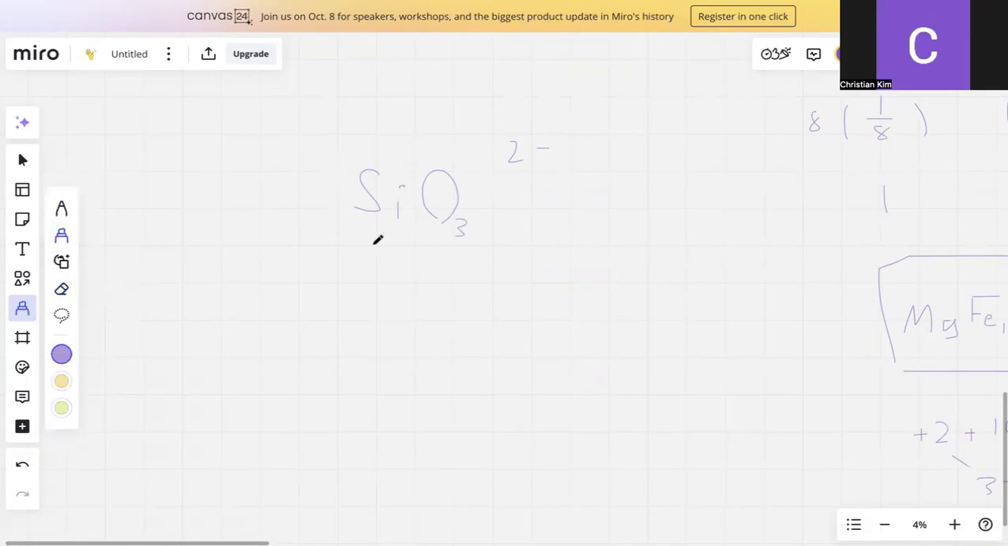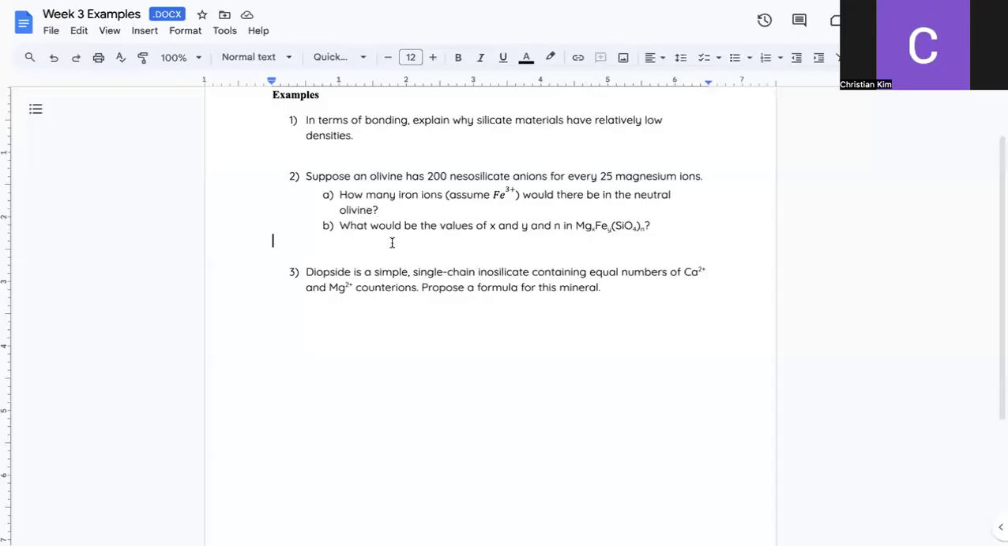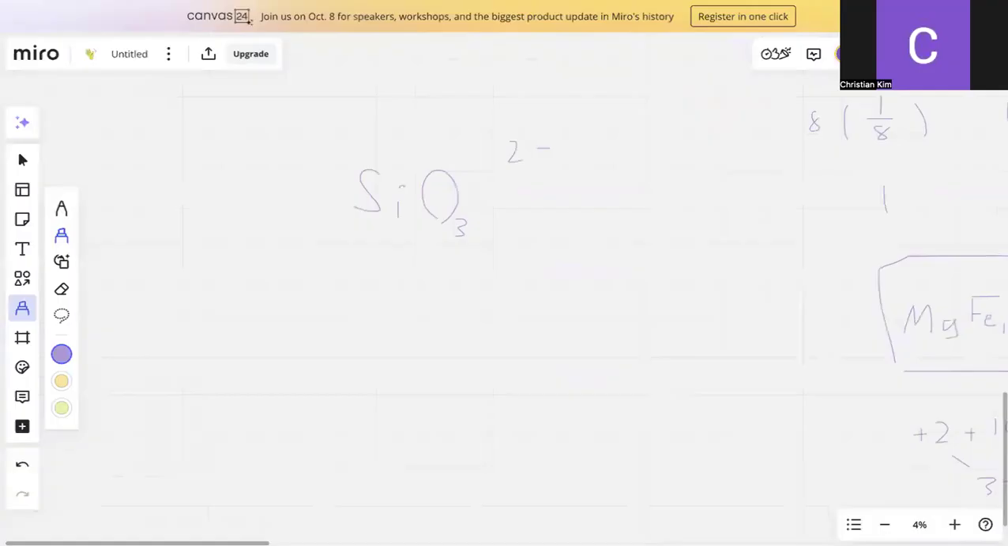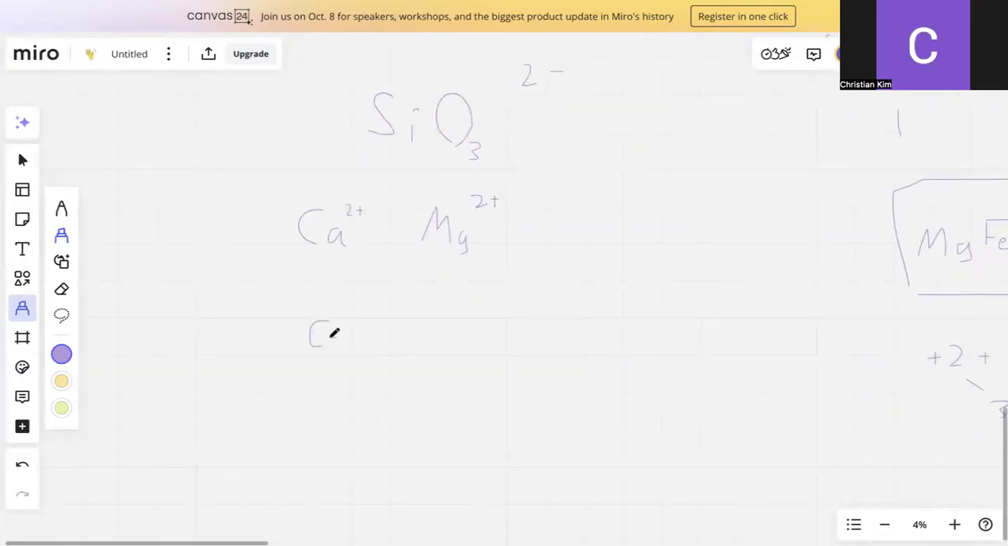So then continuing there, we know that it has equal numbers of calcium and magnesium. So then calcium has a 2 plus, magnesium is also 2 plus, and inosilicate is 2 negative. And remember, I want electrical neutrality. So what I'll do is have a ratio of 1 to 1 for the calcium and magnesium. So I'm just going to put 1 atom of calcium, 1 atom of magnesium, but I'm going to put SiO3, inosilicate, in parentheses because I want 2 of them.